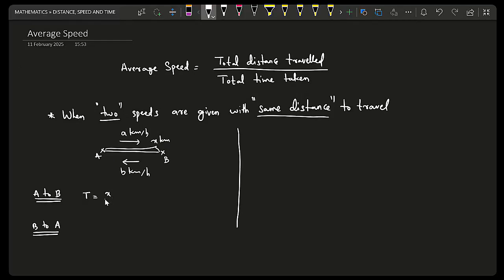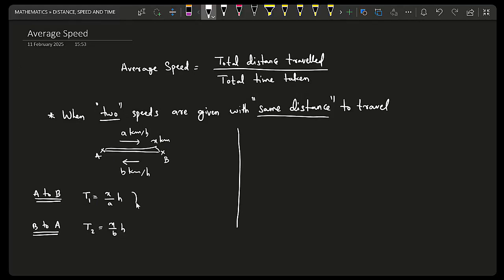Distance is x and speed is a. Kilometer cancels and the units are going to be hours. So let us write it as t1. t1 means the first part of the journey, the time taken is x by a hours. Similarly, t2 is going to be x by b hours. Why? Because x kilometers by b kilometers per hour.